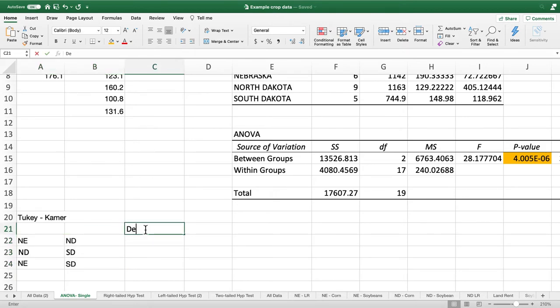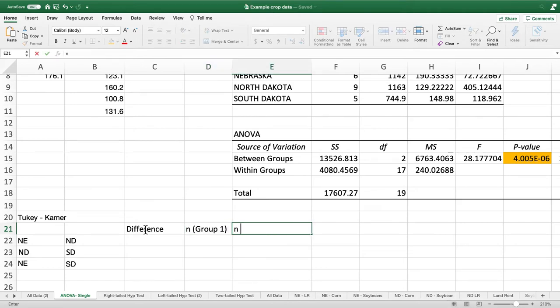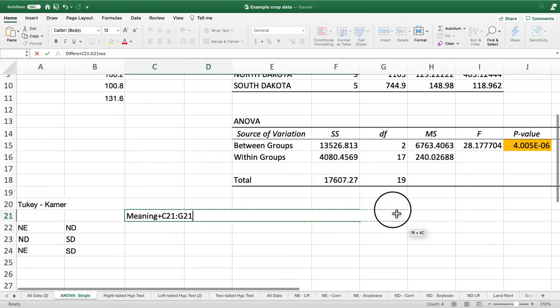Now we need to find differences. We need to look at our N for group 1. We need to find our N for group 2. And then we need to find our critical range. So what are we looking at? And then we will have our outcome and our meaning. So here's everything we're looking at.